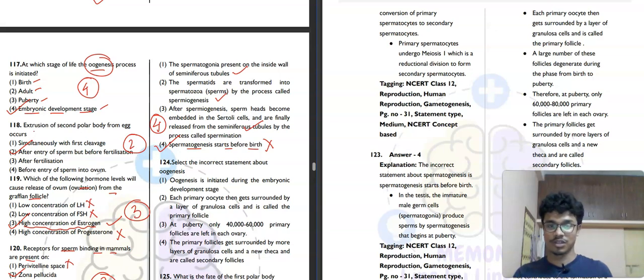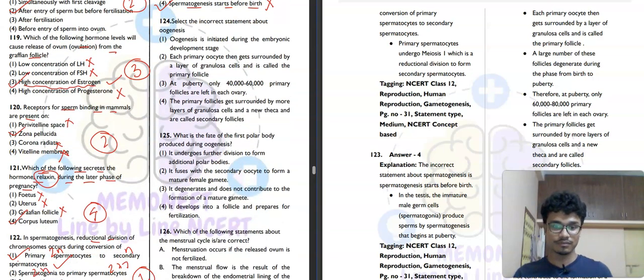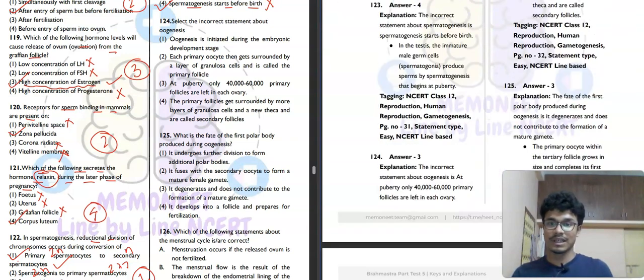Moving towards the next question, 124. It is saying, select the incorrect statement about oogenesis. Oogenesis is initiated during the embryonic development stage. Absolutely correct. We are discussing this for long. Then each primary oocyte gets surrounded by a layer of granulosa cells and is called the primary follicle. Absolutely correct. At puberty, only 40,000 to 60,000 primary follicles are left in the ovary. No, this is not correct.